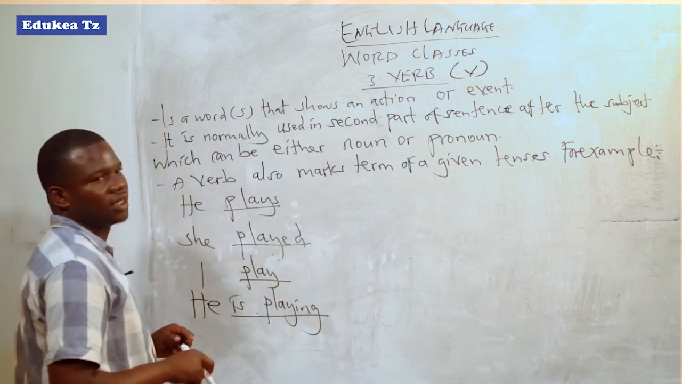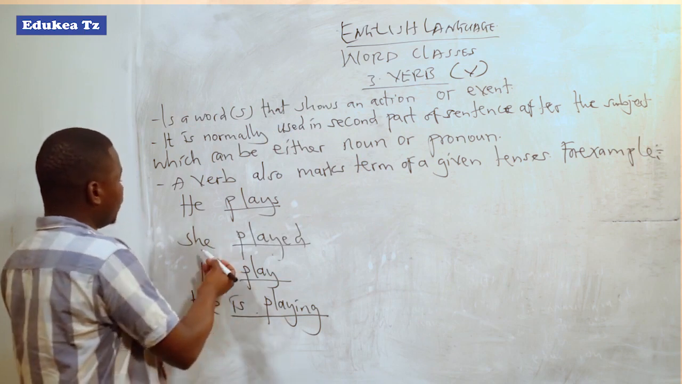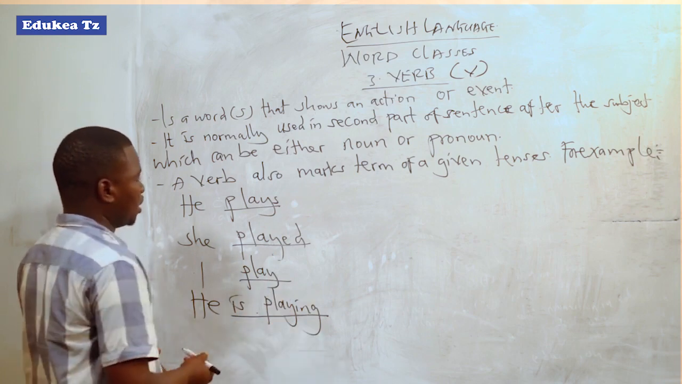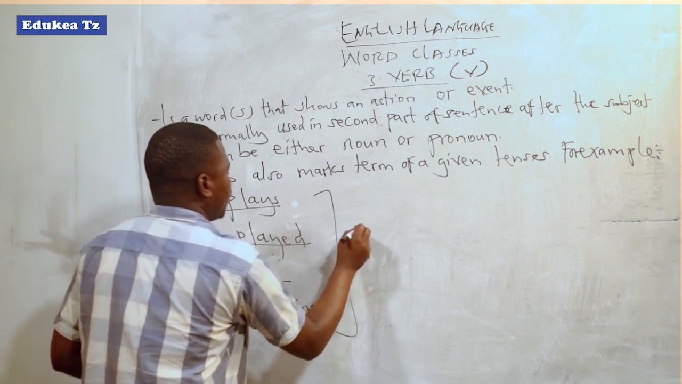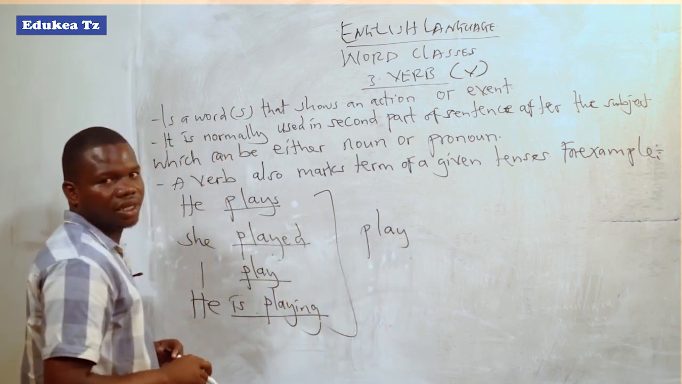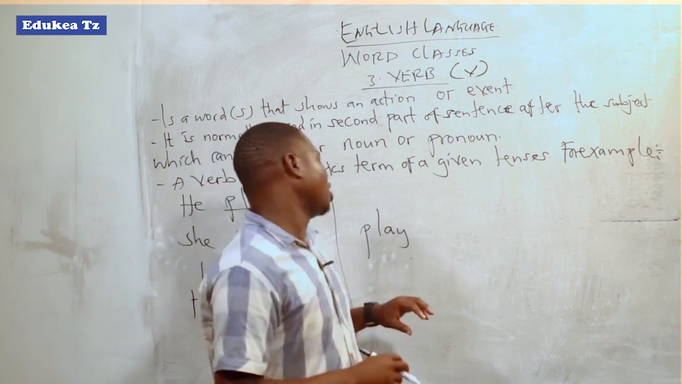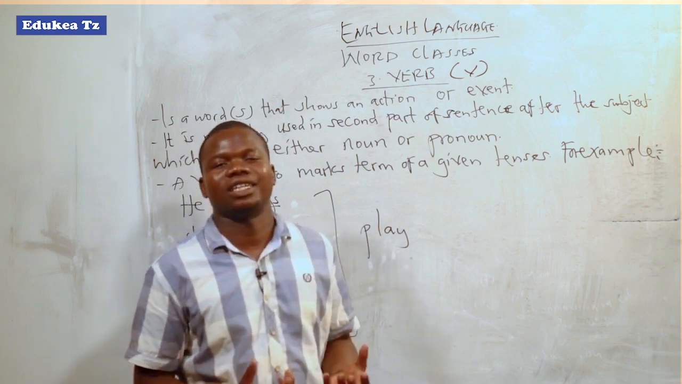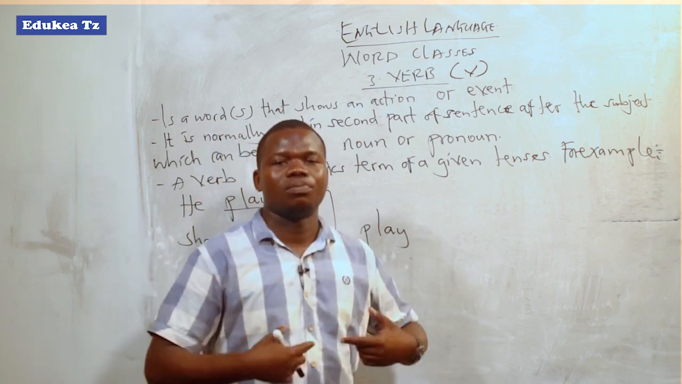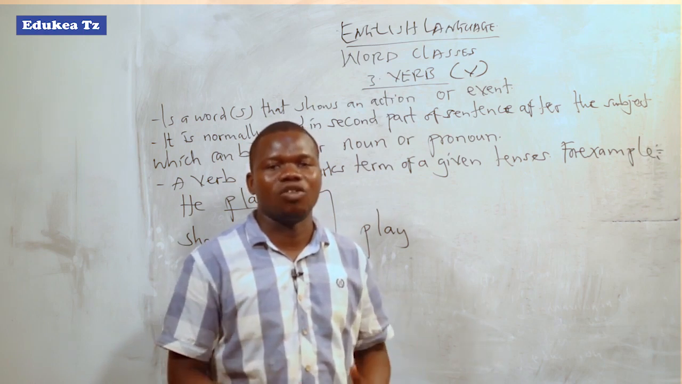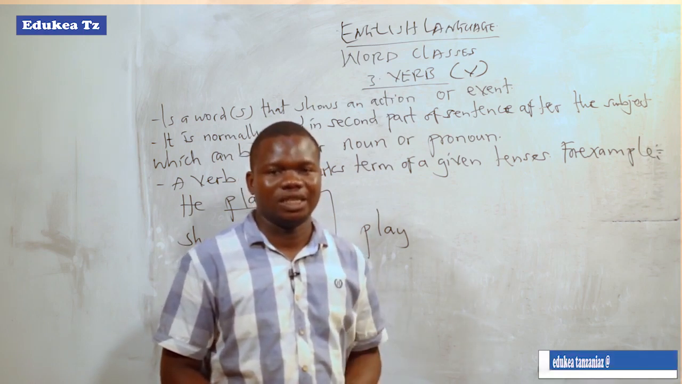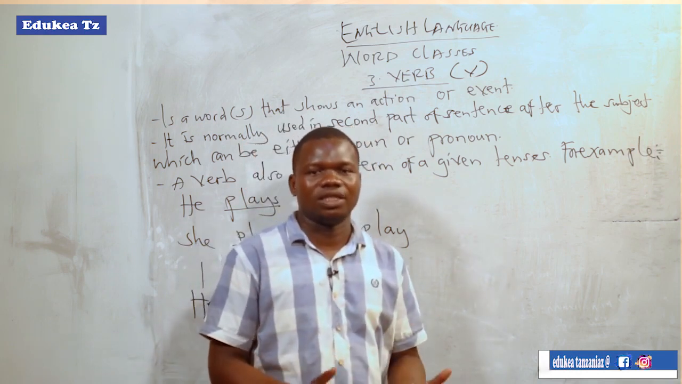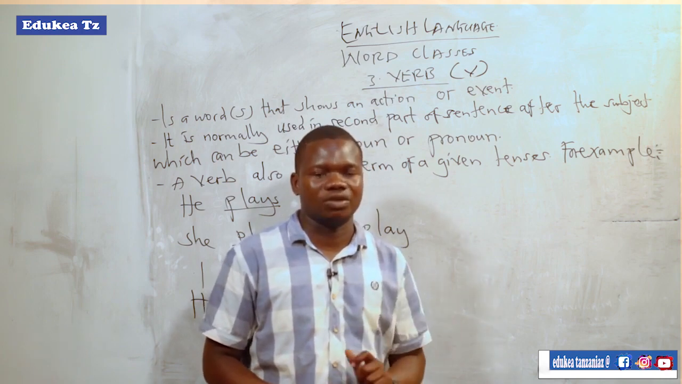He plays. This is the first. Again we have she played, I play, as well as he is playing. So here we have our verb, that is play. Why do we say that it is a verb? Simply because this word shows an action of playing. Playing is an action or event. It is a task, an action. Someone is playing a ball. So to play is to do an action.